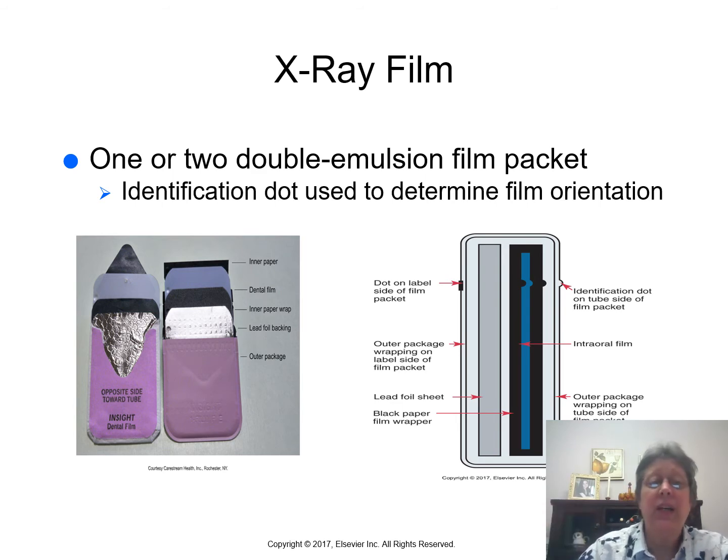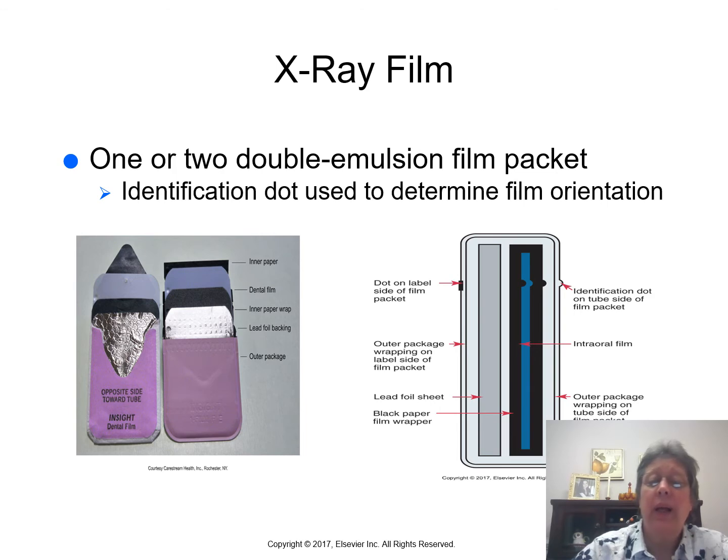The X-ray film itself, of course, is covered with the emulsion. It also has what's called an identification dot on it. It's like a little bump right here, and it's located on the tube side of the film packet, which is the white side. Here's our intraoral film through here.